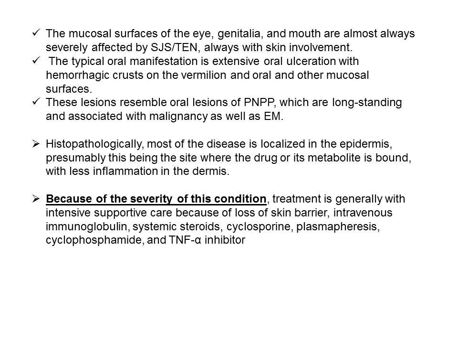The mucosal surfaces of the eye, genitalia, and mouth are almost always severely affected by both Stevens-Johnson syndrome and toxic epidermal necrolysis, always with skin involvement. The typical oral manifestation is extensive oral ulceration and hemorrhagic crusts on the vermilion and other oral mucosal surfaces.